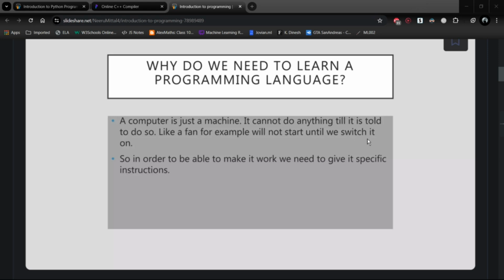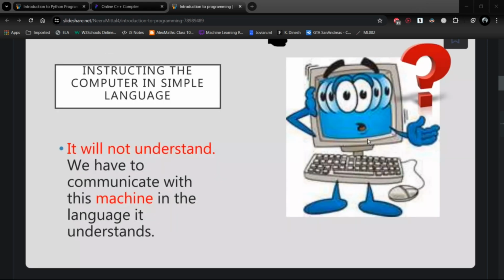So, a programming language is nothing but a language we use for communicating with computers. Like we use English to communicate with each other, or any other language. For communicating with a computer, we use a programming language. We have to instruct the computer in a language it understands. It will not understand simple language. That's called a programming language.